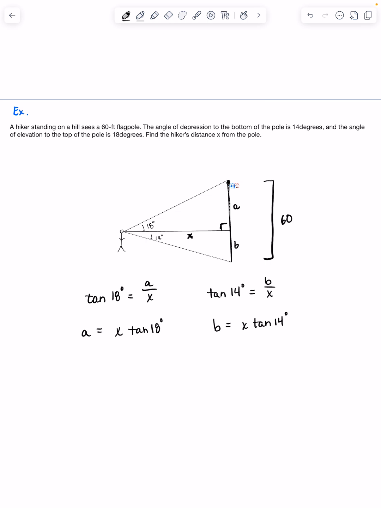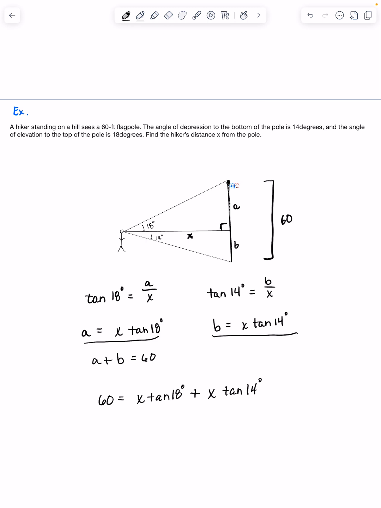Well, the only thing that I do know is that A plus B is 60. So if I added these two things together, I've got A plus B equals 60. That was given, that's the height of the flagpole. So if I add these two expressions together, A plus B, I know that A plus B equals 60. So 60 has to equal X times the tangent of 18 plus X times the tangent of 14. Alright, now I'm getting a little bit closer because I'm looking for X.